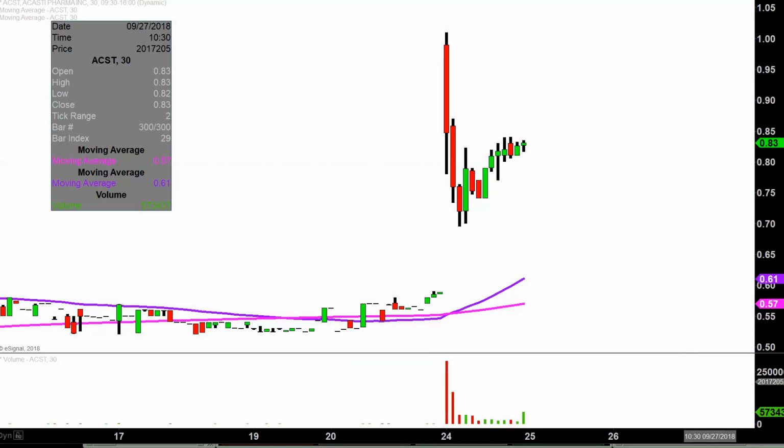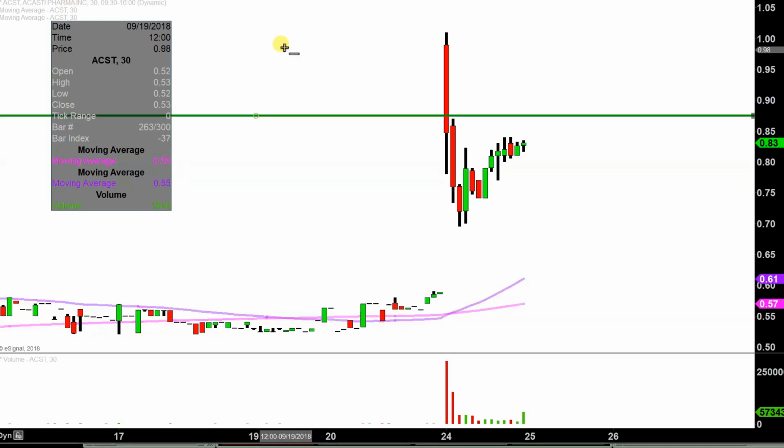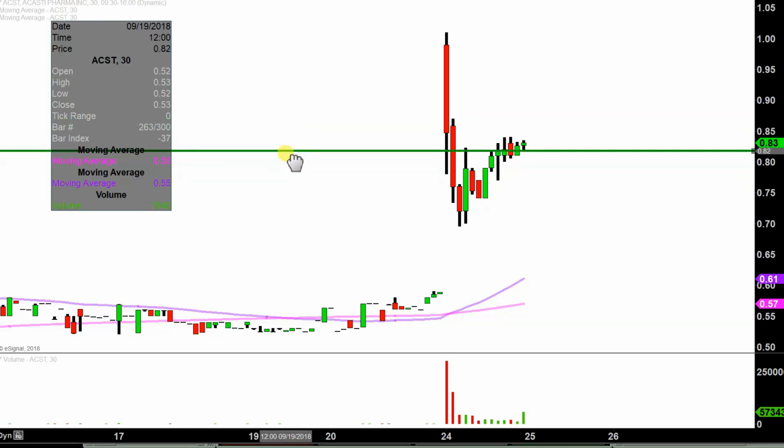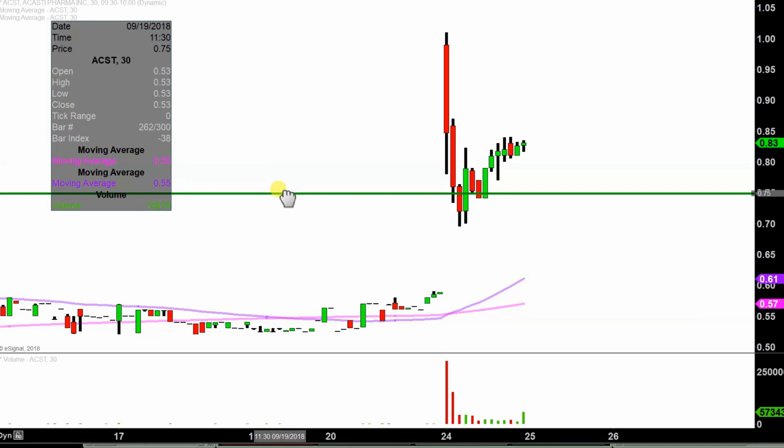So first level of support to keep an eye on, right down here around the 75-cent mark. And that's what I'd consider the ideal level of support. I mean, hey, Clay, what's going to make this chart look the best going forward? That would definitely be holding up above 75.